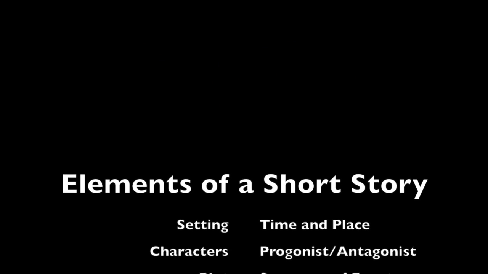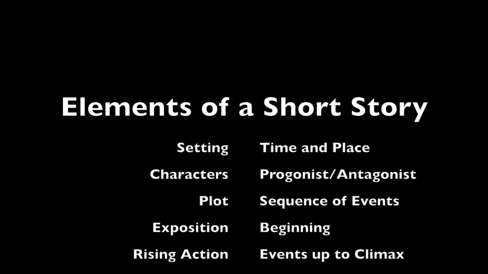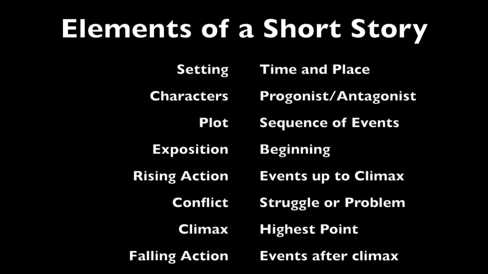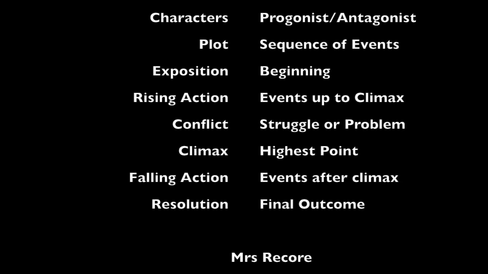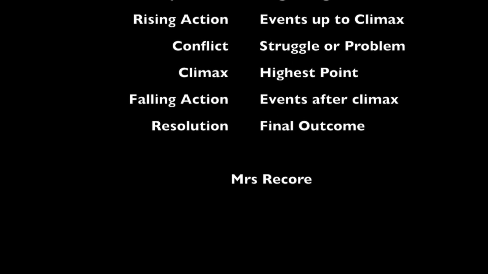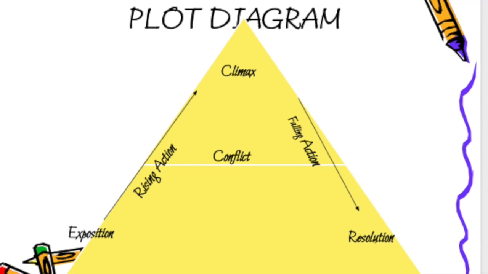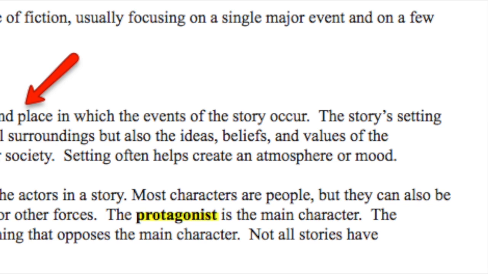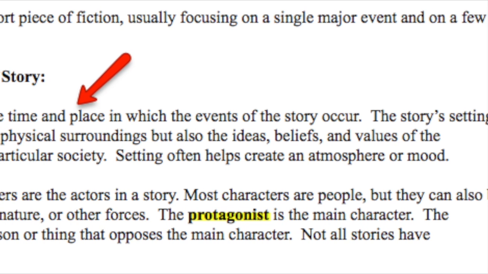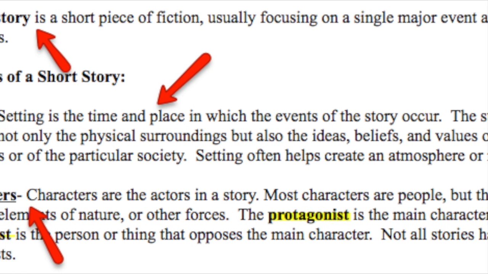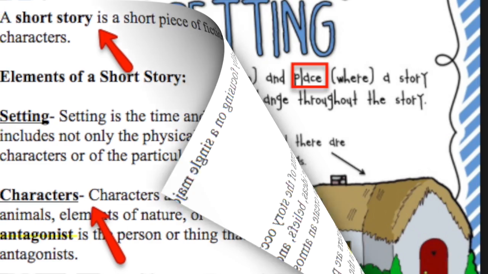There are some elements to a short story that we're going to talk about today. Setting is the time and place, characters, plot, exposition, rising action, conflict, climax, falling action, and resolution. These are all of the things that we have talked about in that plot diagram. The first one we're going to start with is exposition. Exposition are characters and setting.